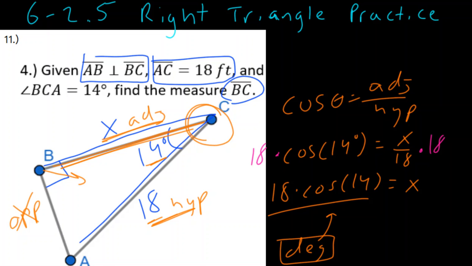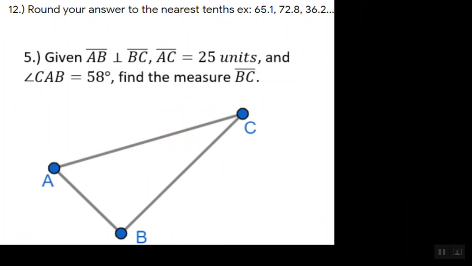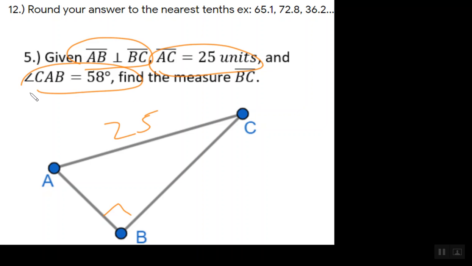All right, so let's move on to our second example. Okay, for example number 12. Let's see, given AB is perpendicular to BC, so we know we have a right angle. AC is 25 units, and angle CAB, let's see, C to A to B is going to be 58 degrees. Find the measure of BC.